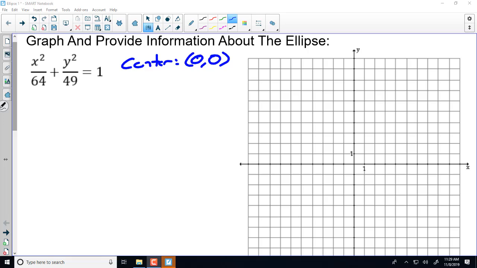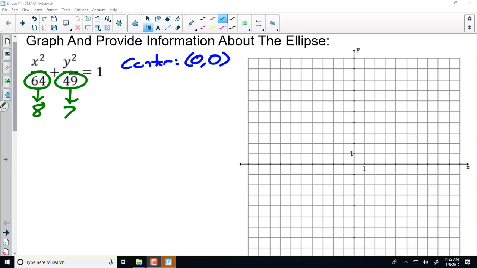The secret to that is looking at the numbers that are underneath the x squared and the y squared in this ellipse equation. So there's a 64 under the x squared and a 49 under the y squared. You think about what are the positive roots of those numbers. So the positive square root of 64 is 8, positive square root of 49 is 7. That tells you how far to move left and right and up and down to get 4 points on the ellipse, which are also the x and y intercepts of the ellipse.